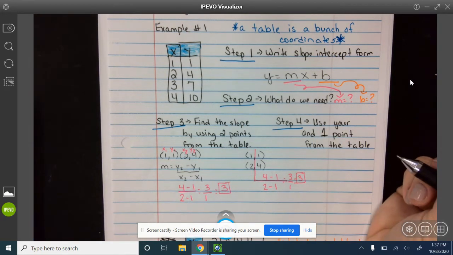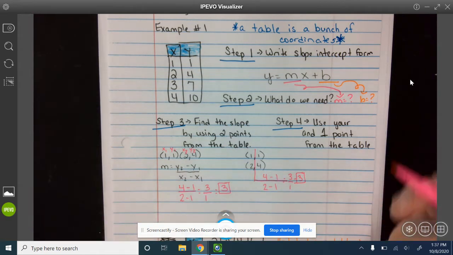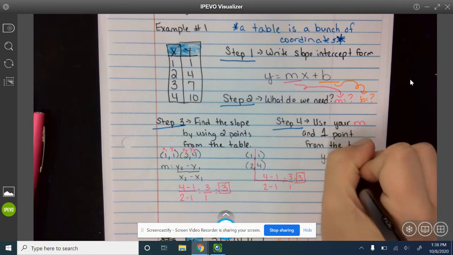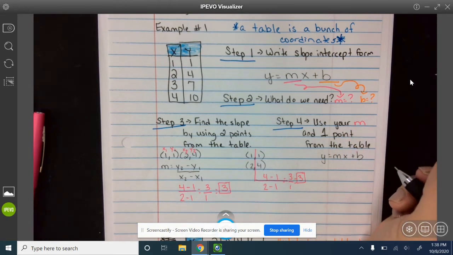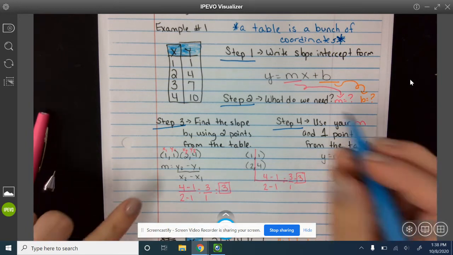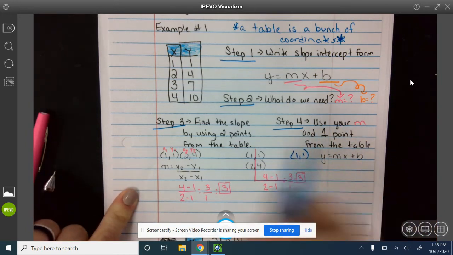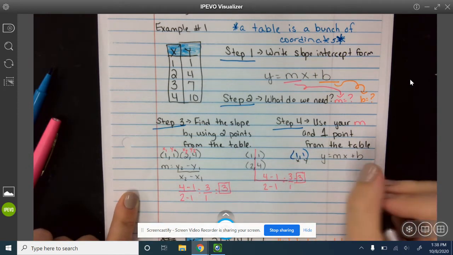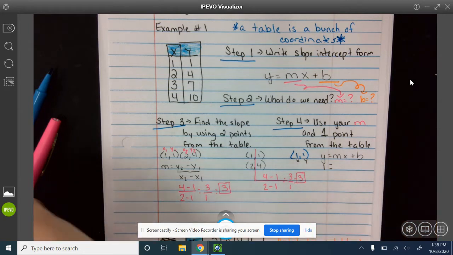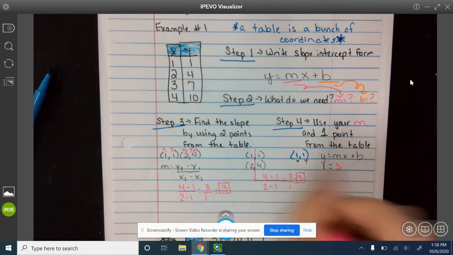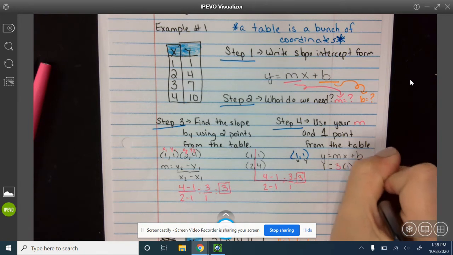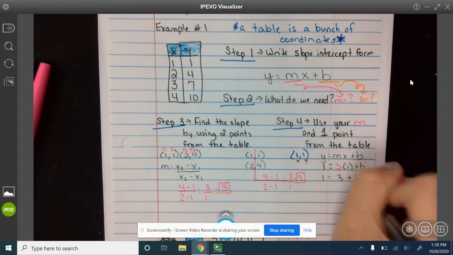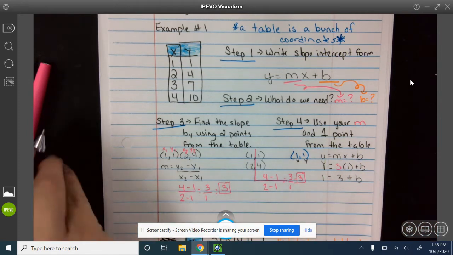Step number 4 is we're going to pick 1 point from our table, and we're going to use our slope. So we're going to write out my equation, y equals mx plus b, and we've got to pick 1 point. Well, if I'm picking 1 point, point 1, 1 looks to be the easiest point to use. Remember, this is x and this is y. So I'm going to plug in 1 equals 3 times 1 plus b. 3 times 1 is just 3, so rewrite everything else. And we have 1 equals 3 plus b.